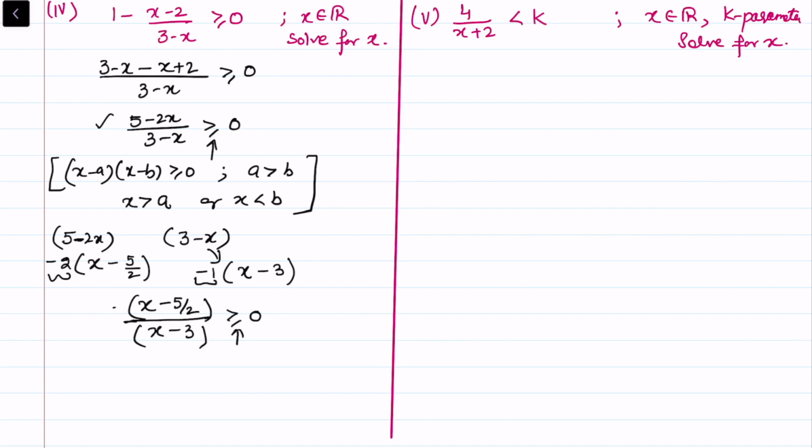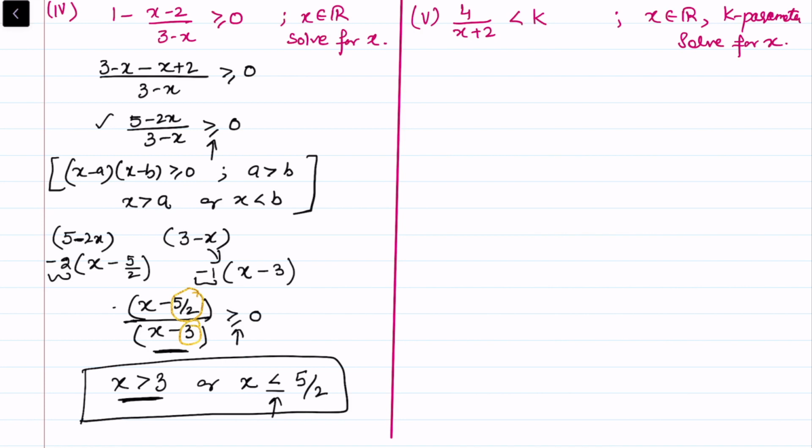Now they both are positive. If they both are positive, I will now compare from the formula. 5 by 2 is 2.5, 3 is 3. So the denominator term is bigger. So I will have x is bigger than 3 or x is smaller than 5 by 2. It may have equality also. In the denominator we will not put equality because it is in the denominator. So this will hold as the range for this question.